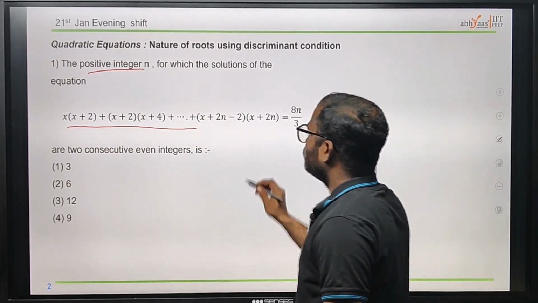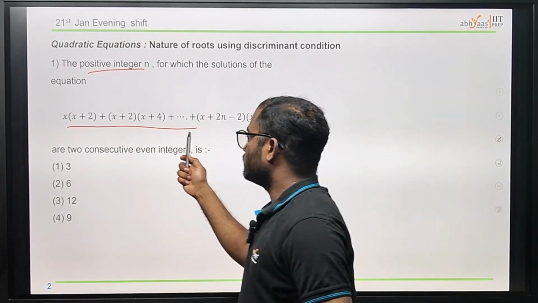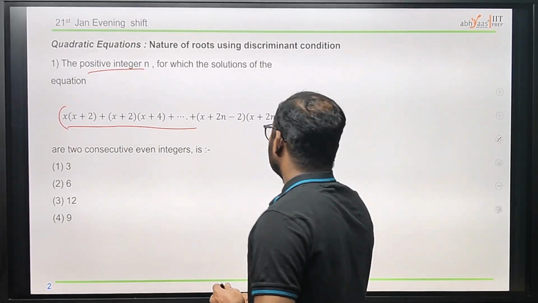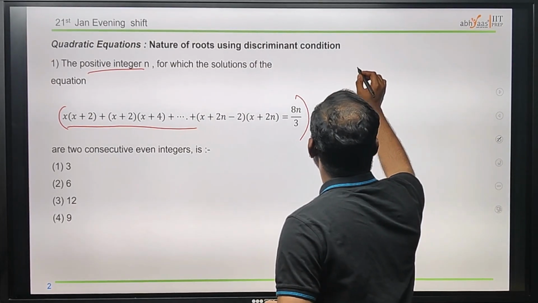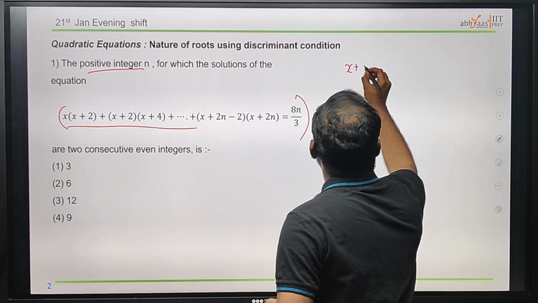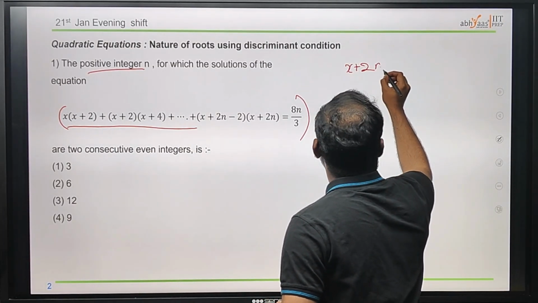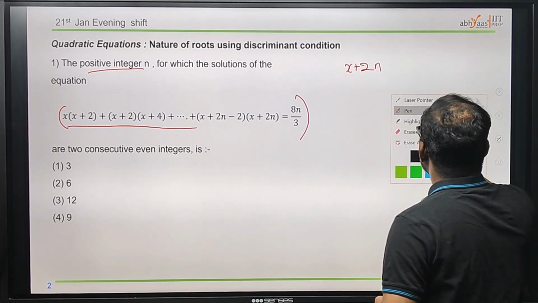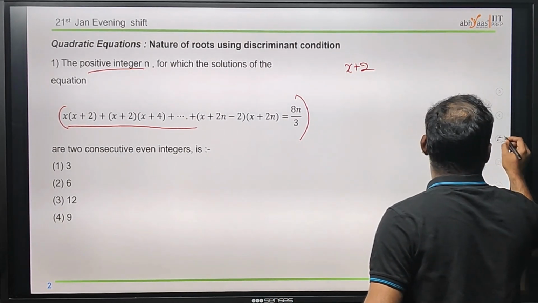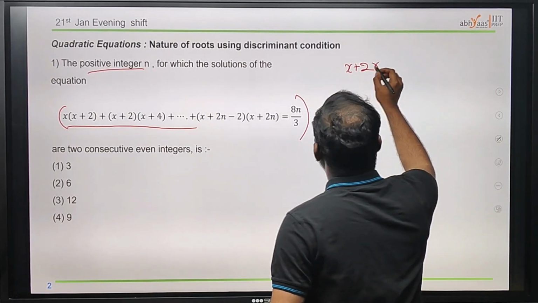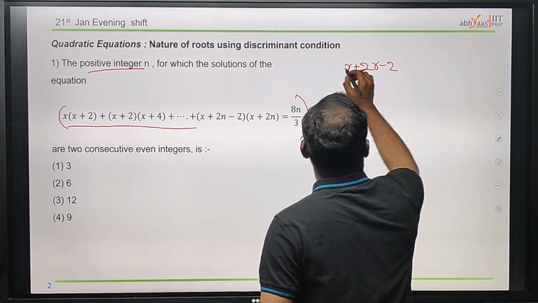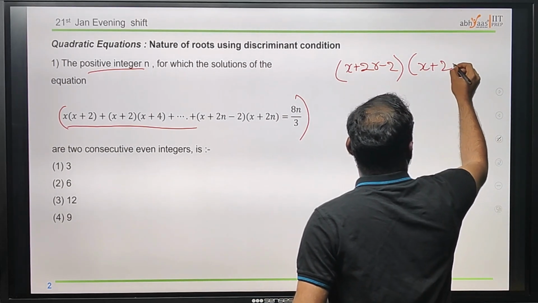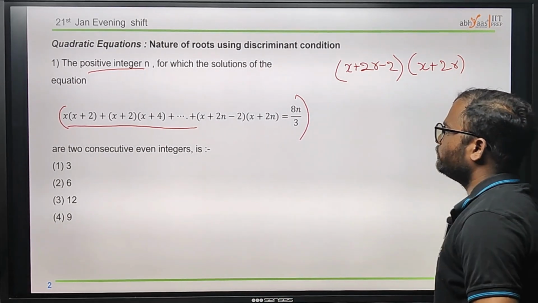If you observe that, you may find there is a sequence in this equation. We have to write firstly the general term of this equation. If we observe that, the general term will be like x plus 2n. Since we are writing the general term, we can take it as r: x minus 2 into x plus 2r. Now we have just taken the general term of this equation.